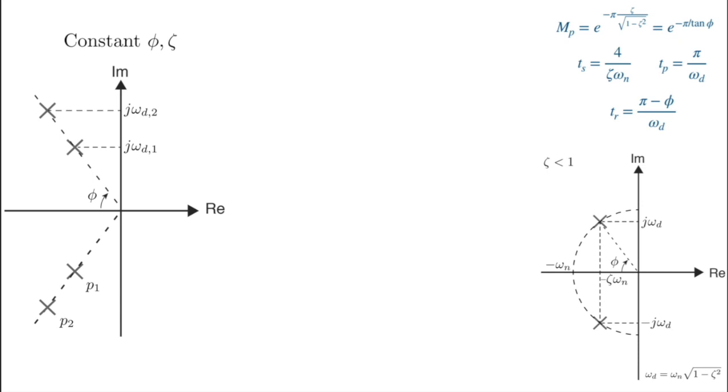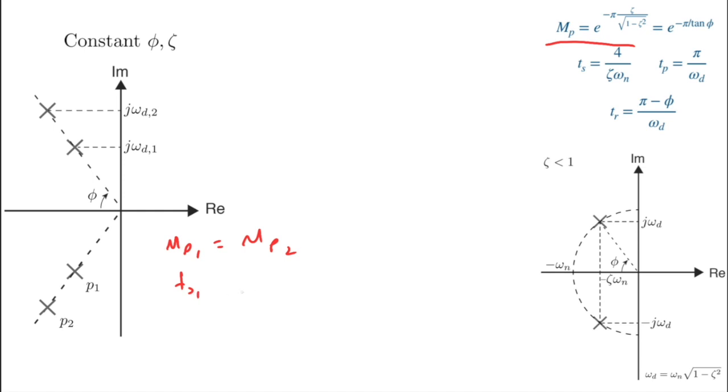Let's start with the overshoot. As you can see, overshoot only depends on the damping ratio, which is constant, which means that the overshoot is the same. That's nice. We don't change the overshoot. So in terms of overshoot it is fixed, but we know that something should change. Let's look at the settling time.